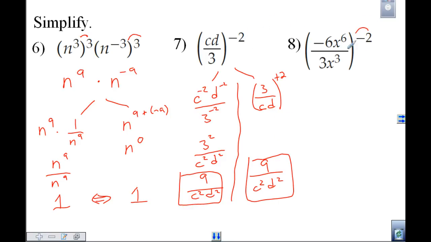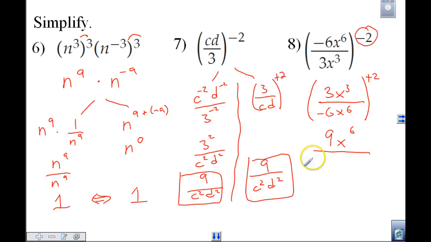So here, whenever I have a negative exponent on the outside, I always just want to flip everything here. And now it's positive. So I'll get 9x to the 6th over 12x to the 12th. Exactly, 36.